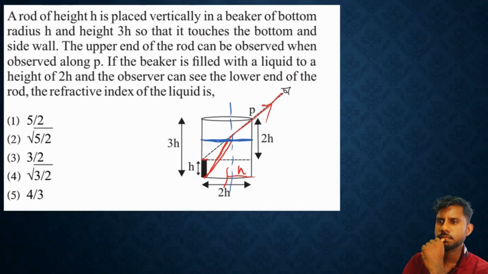So what's the basic equation for refractive index? Let's write the equation first. N2 over N1 equals sin I over sin R. N2 is always the second medium, that means the medium of the eye. Let's take it as 1. So 1 over n equals sin I over sin R.